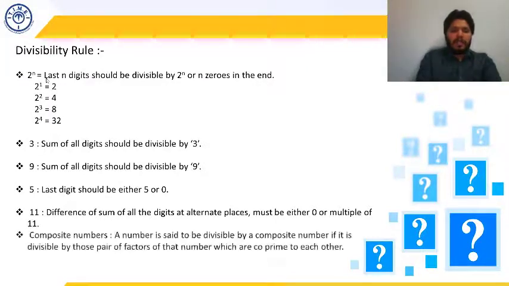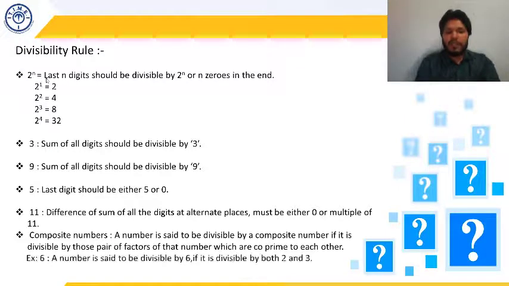Okay. Next, what is the divisibility rule of a composite number? A number is said to be divisible by a composite number if it is divisible by those pair of factors of that number which are co-prime to each other. And what are co-prime? We have already discussed, which are relatively prime, or which do not have any common factor, or whose HCF is 1.